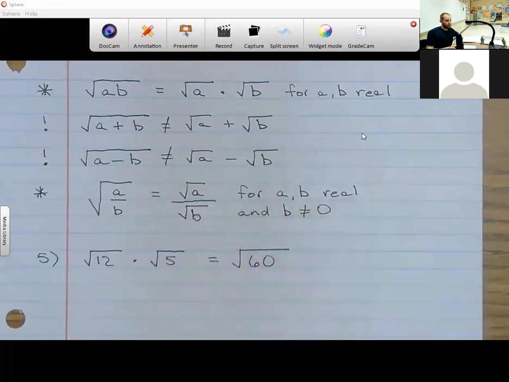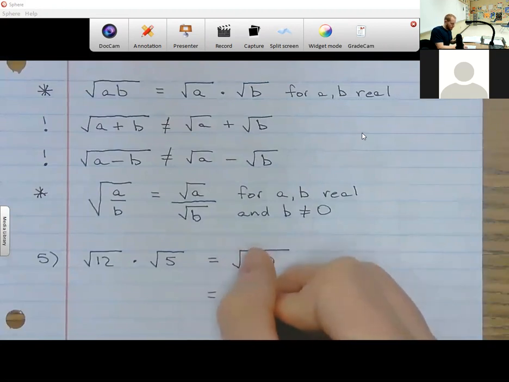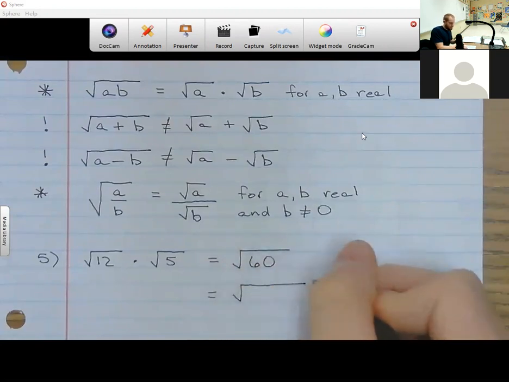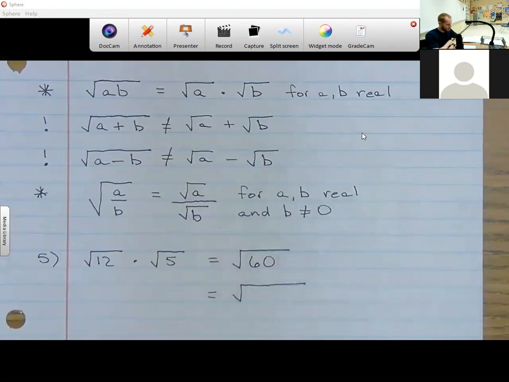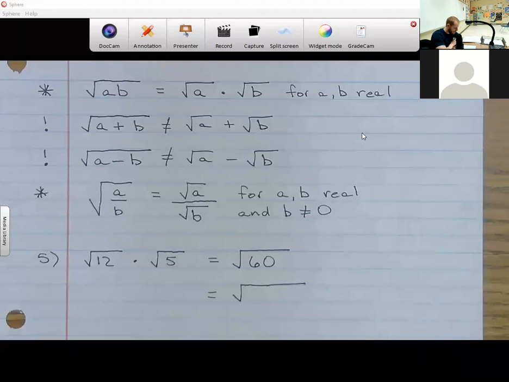So now I'm really doing the square root of 60. So let's see what that is. How can I break up 60 into perfect squares? If you think you know how to break up 60, put it in the chat box, because I need some help on this one. What can I break up 60 into? Something times something. And one of those has to be a perfect square. 60 is what times what?